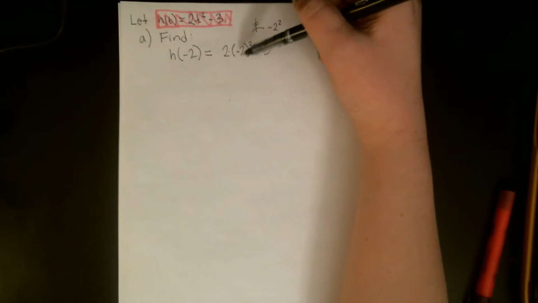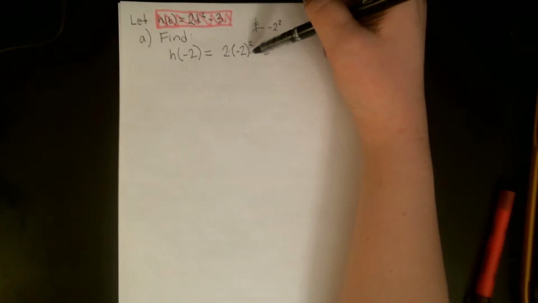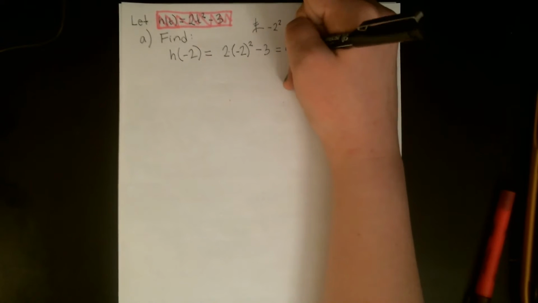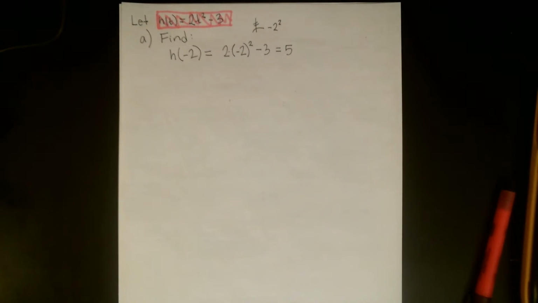So let's see, negative 2 squared is 4. If I multiply 4 by 2, I get 8. And if I subtract 3, I get 5. So h of negative 2 is equal to 5.